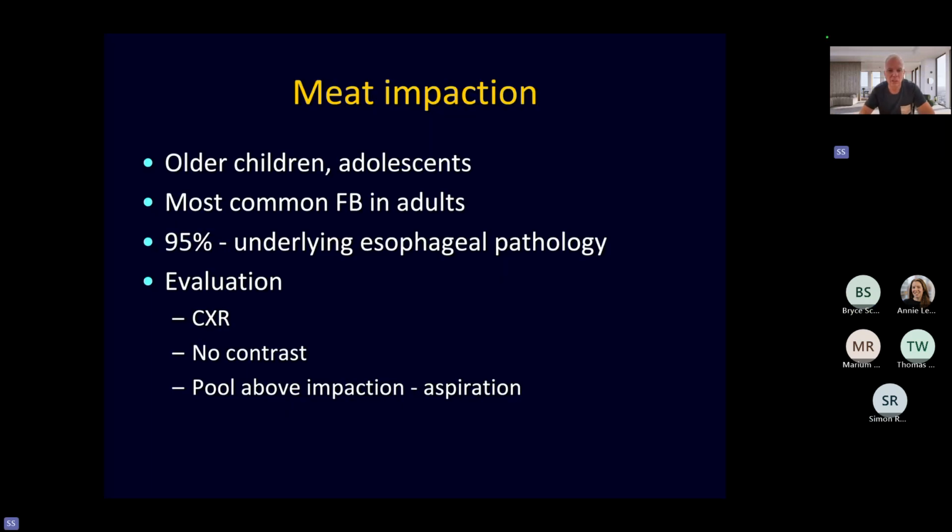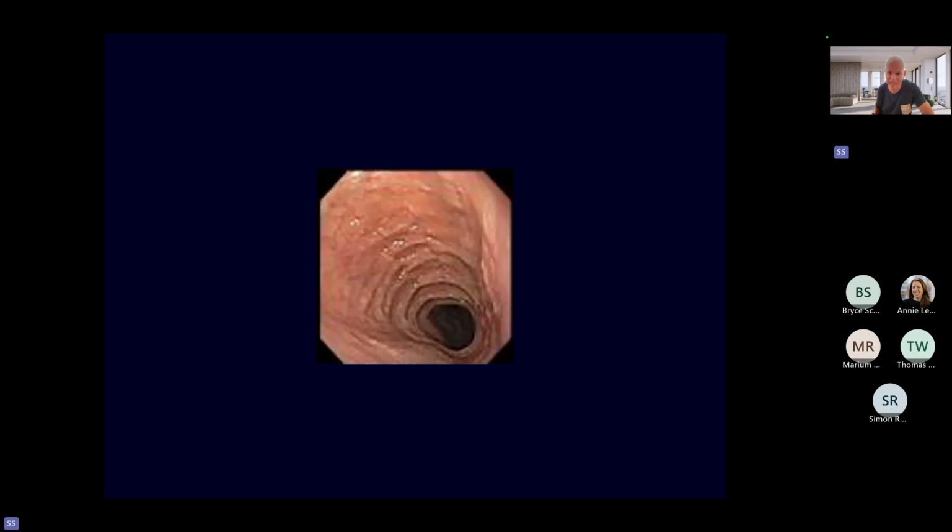Meat impaction is something that occurs in older children and adolescents primarily. It is the most common foreign body in adults. 95% of those who develop a meat impaction have underlying esophageal pathology. X-ray, no contrast, and you don't want to use any contrast because it's going to pool above the impaction and increase the risk of aspiration. And Dr. Rabinowitz will go into this much more in depth when he discusses eosinophilic esophagitis, all right?